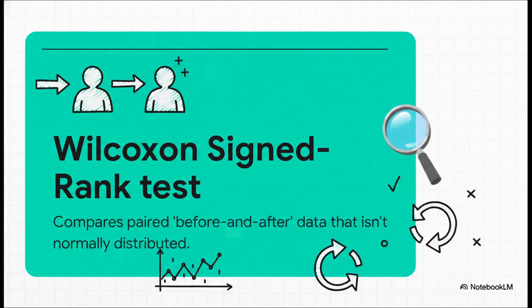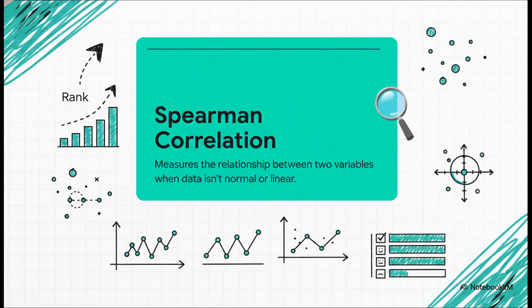Pretty cool, huh? And finally, we've got the Spearman correlation. This is an awesome tool for measuring the relationship between two variables when the data is ranked, or maybe when the relationship just isn't a neat straight line. It looks at the ranks of the data, not the raw values themselves, which makes it perfect for finding connections in things like survey scales or when outliers might be messing up a traditional correlation.